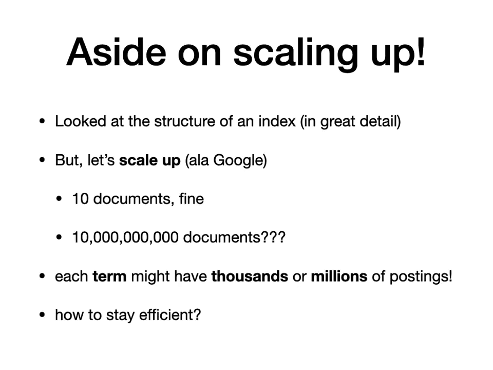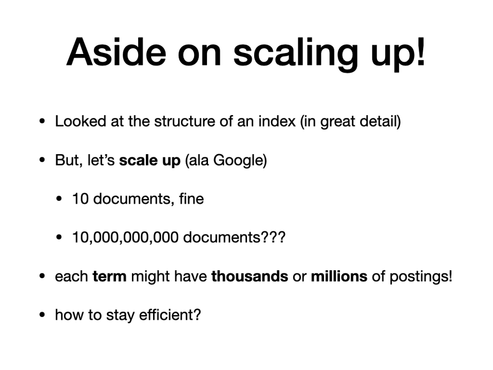Again, we looked at the structure of these indexes in deep detail, but how would Google handle this? How would we handle this if we were working at the Library of Congress? Of course, 10 documents make sense to us, at least according to the way we've done these examples. But what about 10 billion documents?